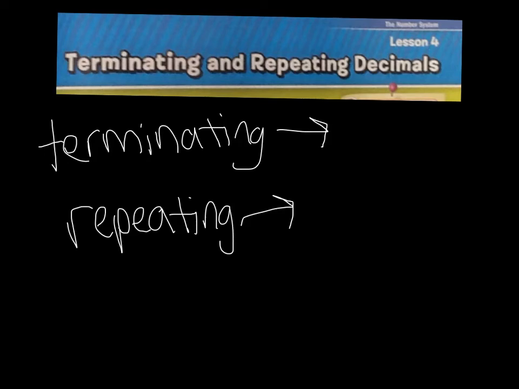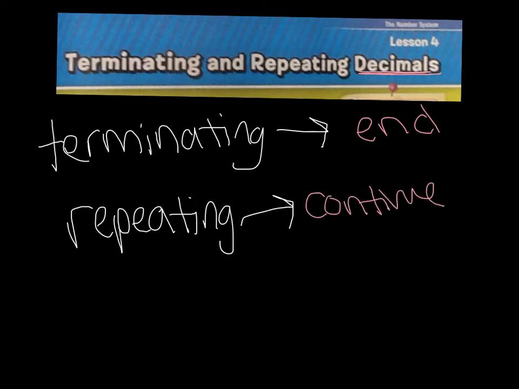This is lesson 4 in chapter 5. We are talking about terminating and repeating decimals, and we all should be pros at decimals. Terminating decimals are decimals that end, like 0.25, 0.5, those kind of ones. Repeating decimals are those that continue on forever. Remember when we talked about 2 divided by 3, or 2/3, we got 0.6666 forever. Those would be our repeating numbers.